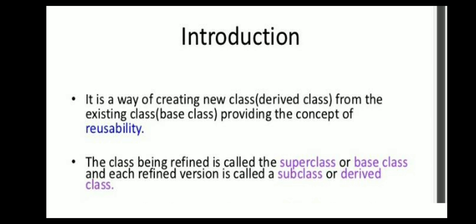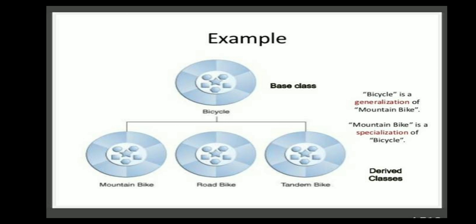The class being refined is called the superclass or base class, and each refined version is called a subclass or derived class. Let's see the example for this. Here we can see the figure in that bicycle is a base class and mountain bike, road bike and tandem bike, these three are the derived classes. Here bicycle is a generalization of the mountain bike. Mountain bike is a specialization of a bicycle. Here these all, mountain bike, road bike and tandem bike, these three classes can derive the entire features from the bicycle.